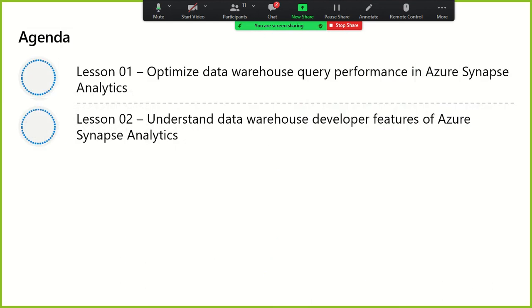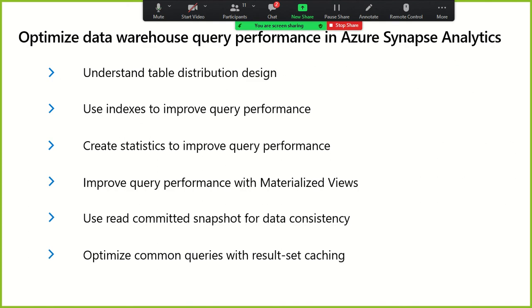So how do you optimize a data warehouse query? How do you make the query run faster? That is what it means to optimize. And we look at data warehouse developer features that are available in Azure Synapse Analytics. All right, so in order to optimize warehouse query performance, what are the things that must be done?